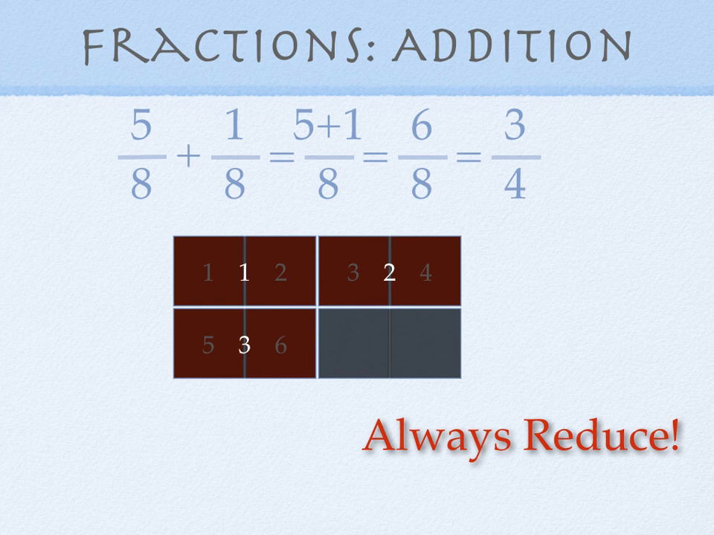So I divide both 6 and 8 by 2. 6 divided by 2 is 3. 8 divided by 2 is 4, which is the same thing as if I had 3 larger pieces where it only took 4 to make a whole. So we must always reduce.